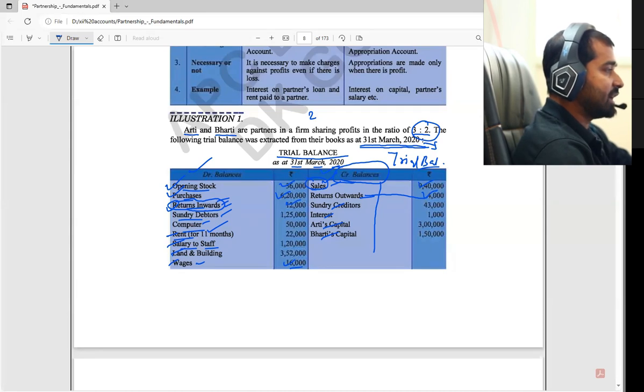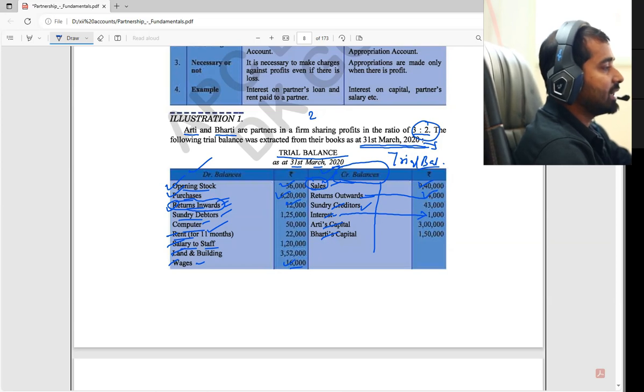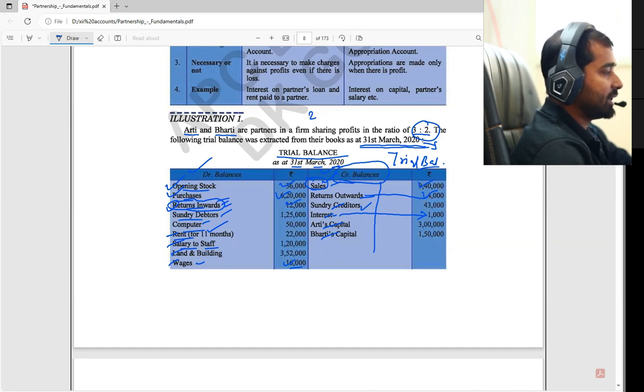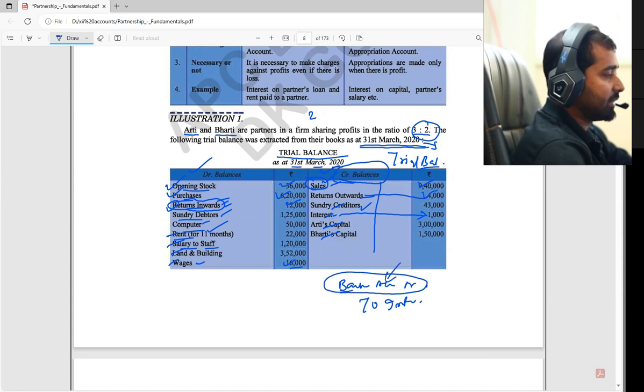After the sundry creditors, you know that this is a liability. Interest. Now interest is written on the credit side, so it is nothing but our income. Correct? Indirectly, what is that entry actually? Bank account debit to interest. Now see, the bank account is debited. On the debit side, bank, definitely money is received.